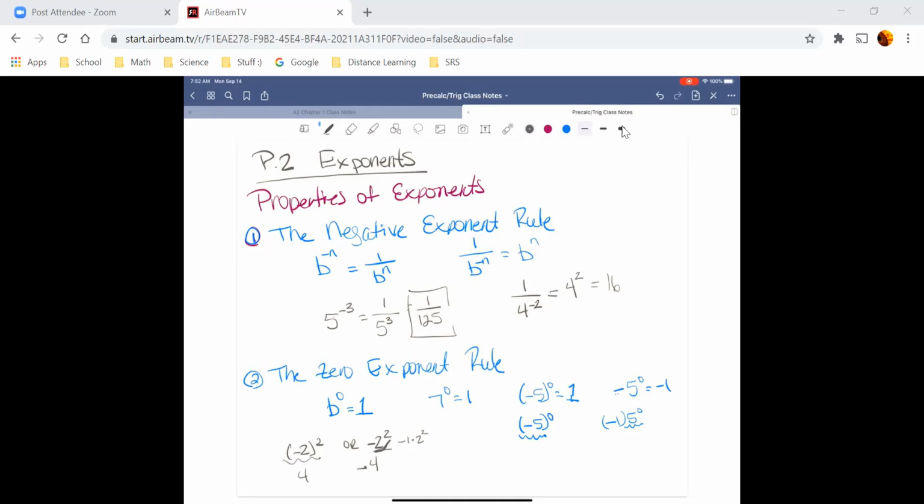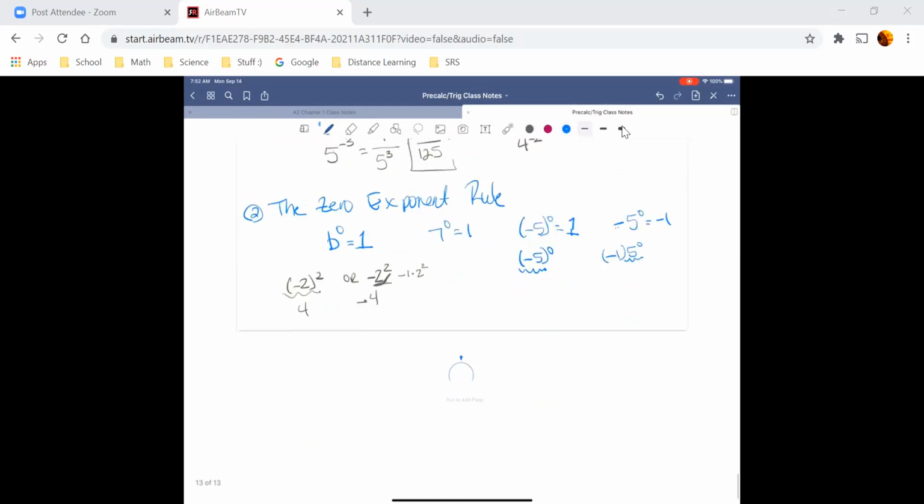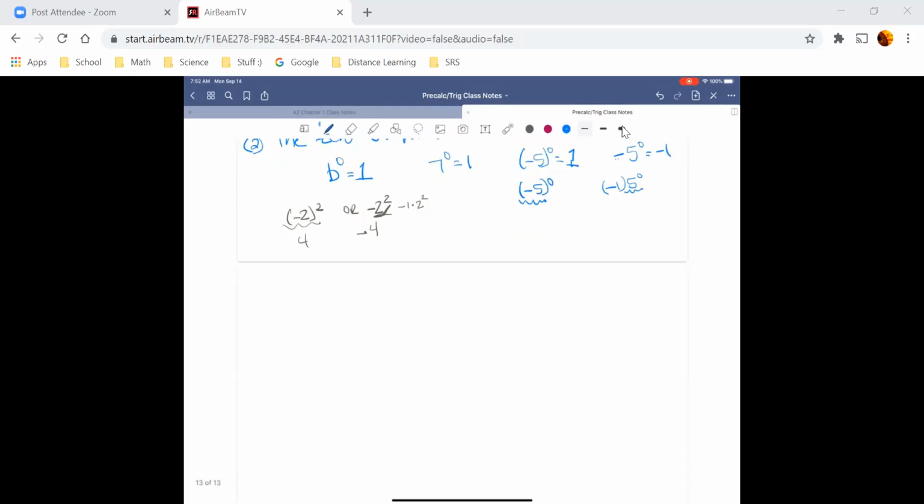All right. Ready for a couple more properties? So the third property we need to talk about today is the product property.